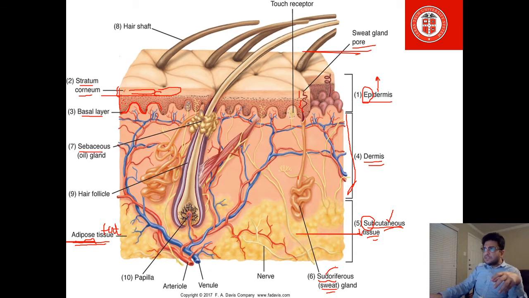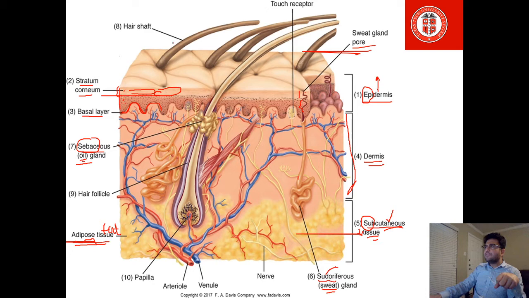Then we have a sebaceous gland, and I want you to differentiate between this word sebaceous, which means oil, and this word sudoriferous, which is sweat. So these are a couple of glands which are present. So once we say that our skin is oily, it means that we have numerous sebaceous glands in it. And we'll discuss a few diseases related to sebaceous gland in just a bit.